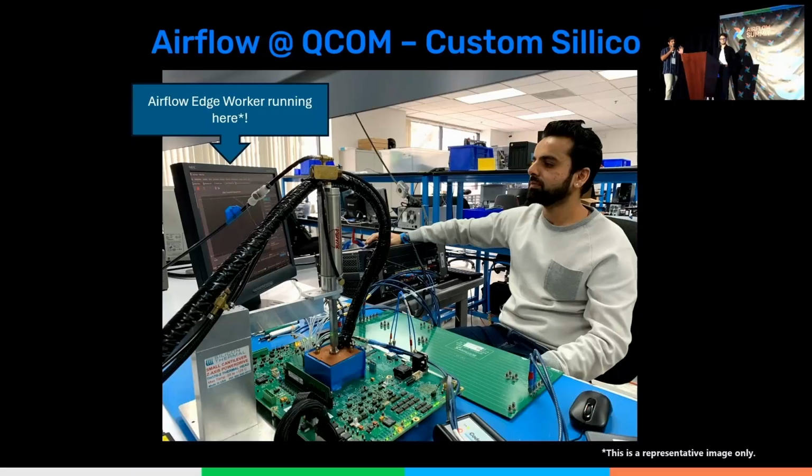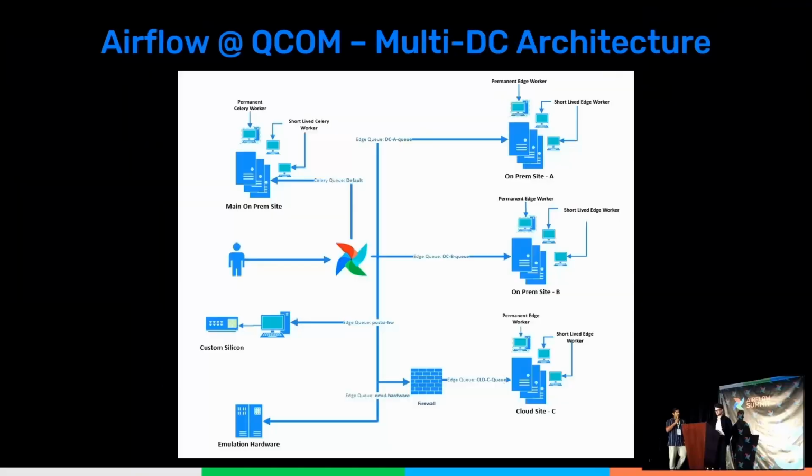So this is what it actually looks like in the lab, where we have our custom silicon sitting there, and then we have the virtual machine or the machine where the edge worker is running. And this is basically our Airflow 3.1 architecture that we have in production today, where local jobs are on Celery, remote jobs are on Edge, and basically I could use Edge for the local jobs as well. There's nothing holding us back, but we truly orchestrate jobs across multiple clusters.